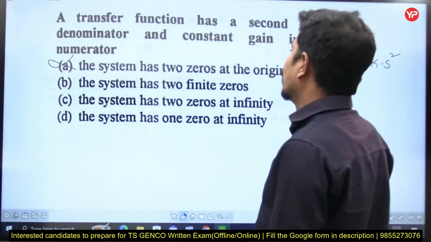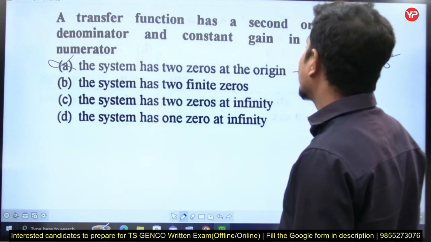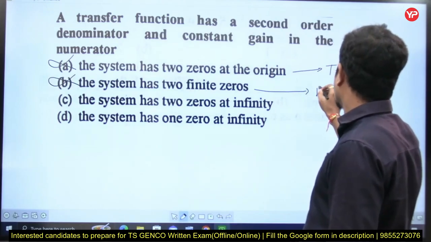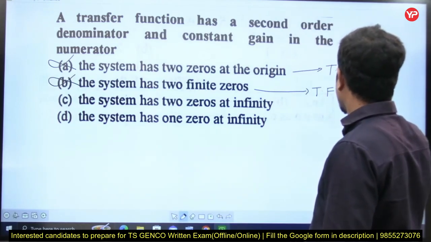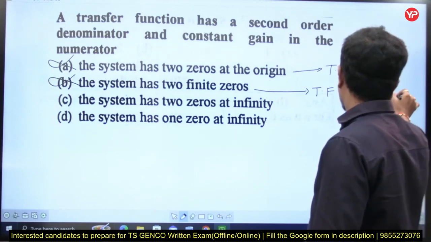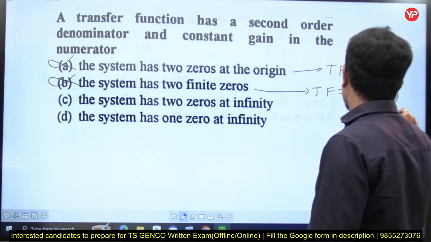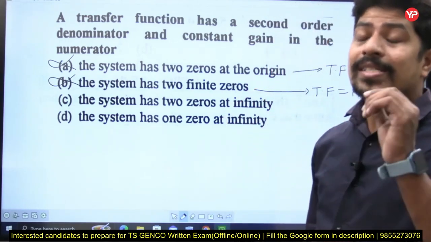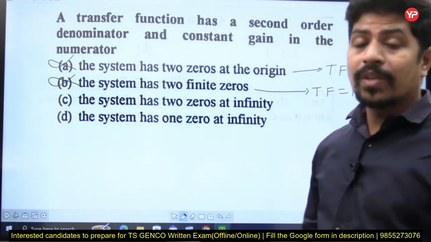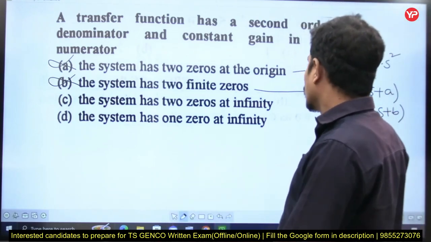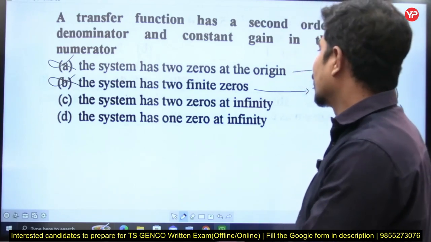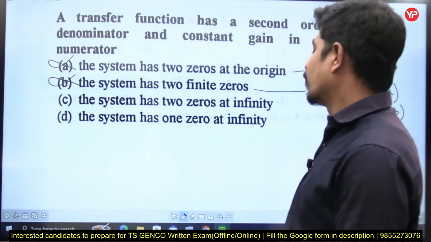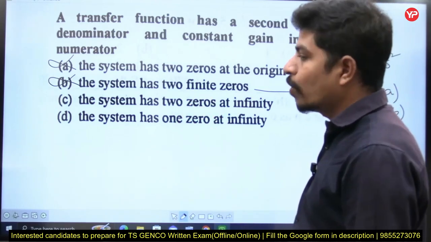Next option. The system has 2 finite zeros. No. If it had 2 finite zeros, the transfer function would look like k into (s plus a) into (s plus b), where each factor gives one zero. It did not give any information about the denominator, but the question says the transfer function has a second order denominator, or 2 poles. Next, the system has 2 zeros at infinity. Yes, one of the good options. Fourth option is, the system has 1 zero at infinity.